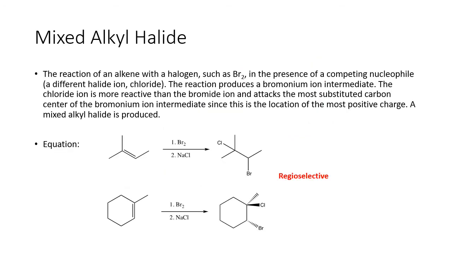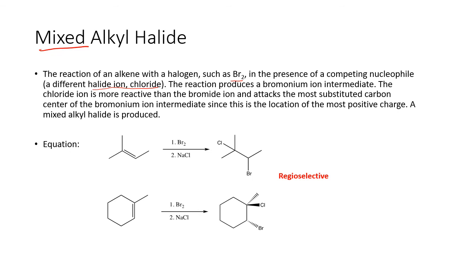We can also produce a mixed alkyl halide where we end up with 2 different halogen groups on our product. So in this case, if we start with a halogen such as Br2, but we run it in the presence of a competing nucleophile, we saw a couple different competing nucleophiles already. We saw water, we saw alcohol. Well, now we're going to use a different halide ion. We're going to use the chloride ion. The chloride ion is more electronegative than the bromide ion, and so what will happen is the chloride ion will open up the bromonium ion intermediate as long as it's used in a separate step. So we want to use that chloride ion after we form our bromonium ion intermediate.